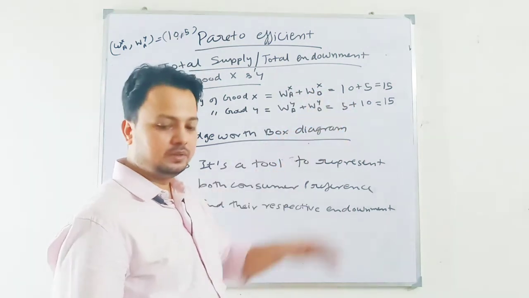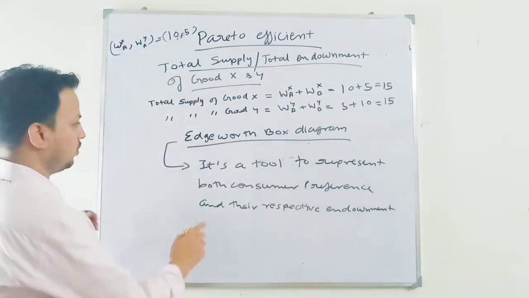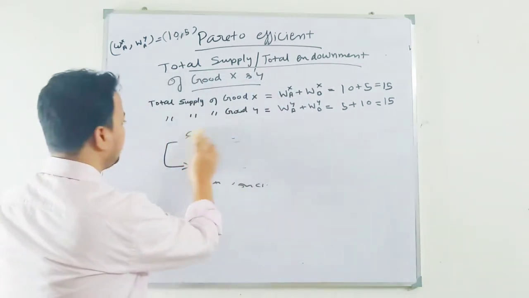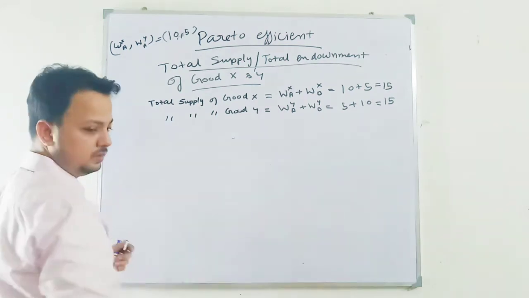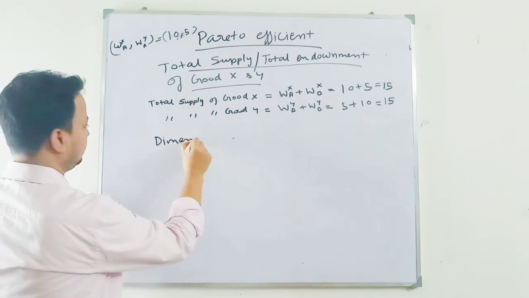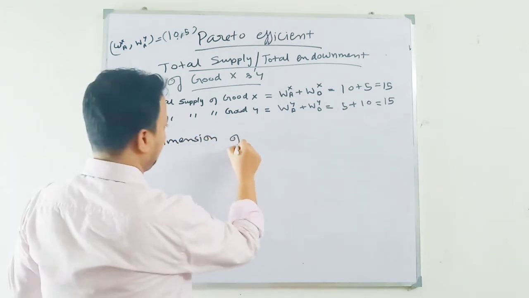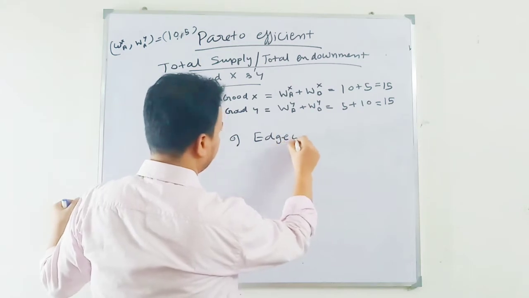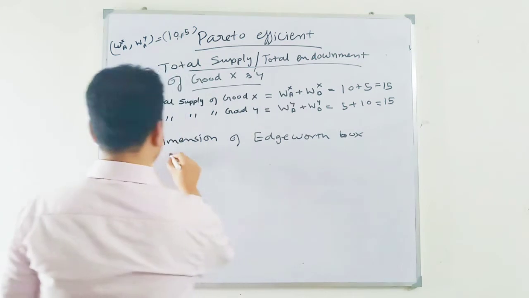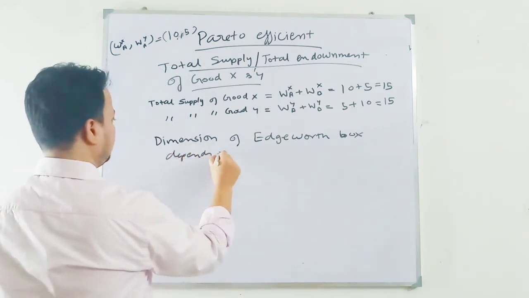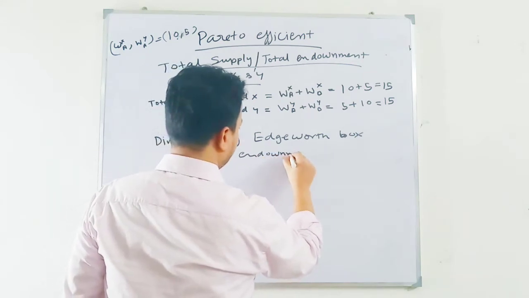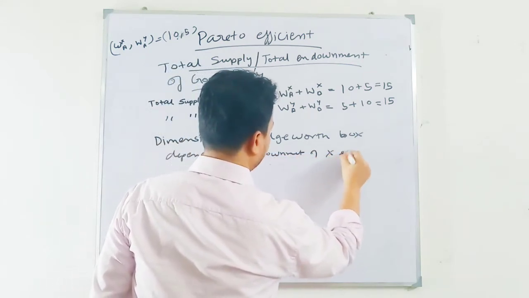We get the endowment. Now we have to draw the graph of the Edgeworth box. The dimension, or you can say the size, of this Edgeworth box depends on the endowment of good x and y.